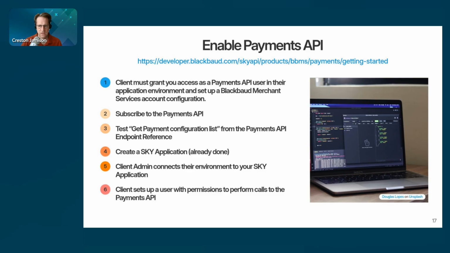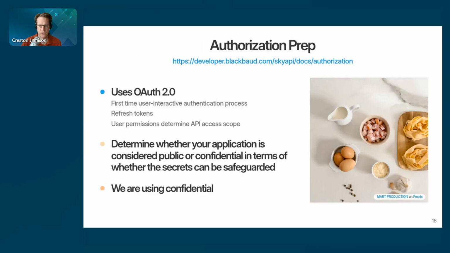So once you've enabled the Payments API, the next thing is to set up authorization in your application. So in terms of prepping the authorization, be aware this uses OAuth 2. So it uses a first-time user interactive authentication process, which is why that user needs to have access to the Payments API or permissions to do so. And then after that user interactive process, access to the API is maintained by refresh tokens. And like I've mentioned, the user permissions determine what you can access in the API.